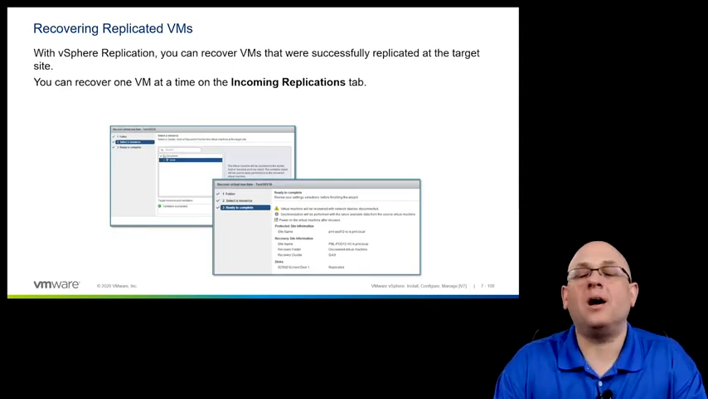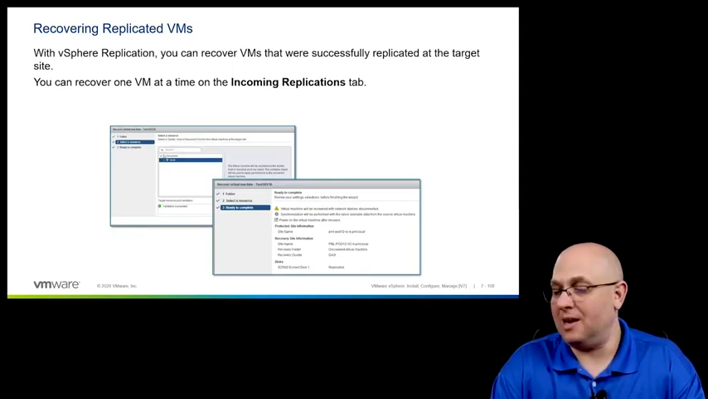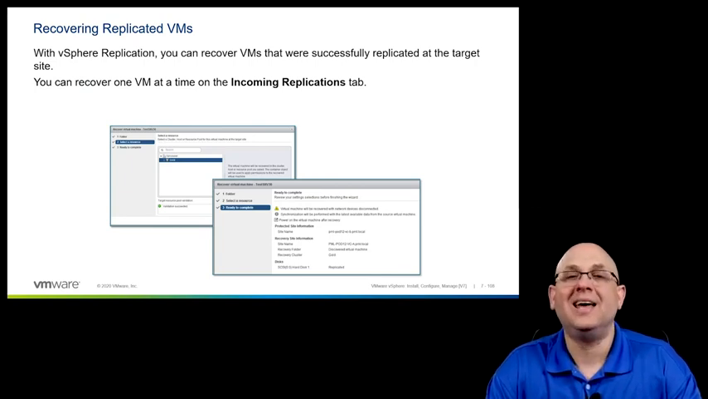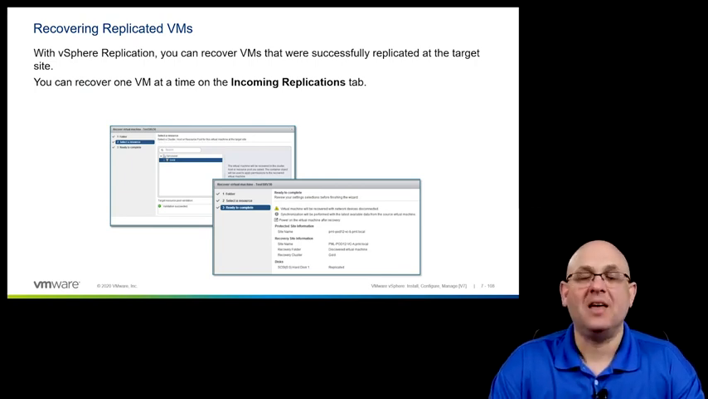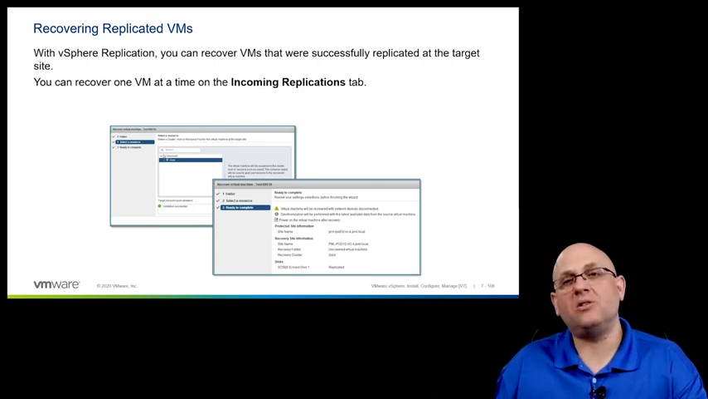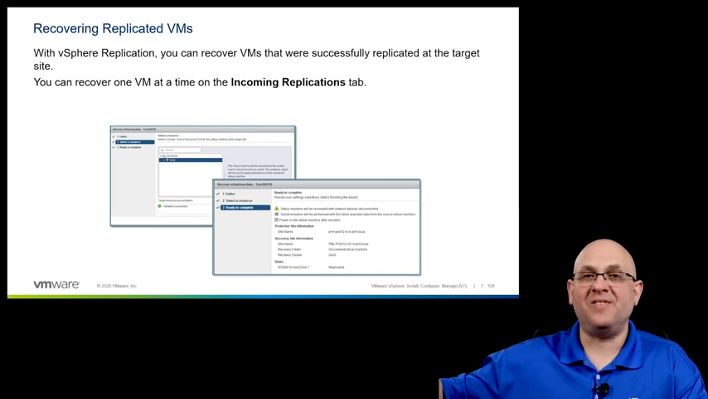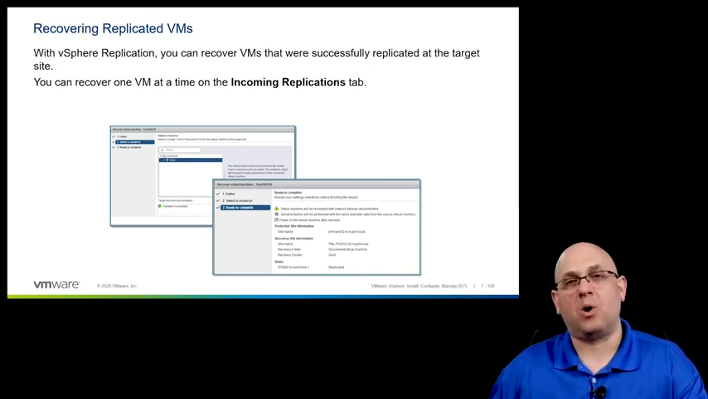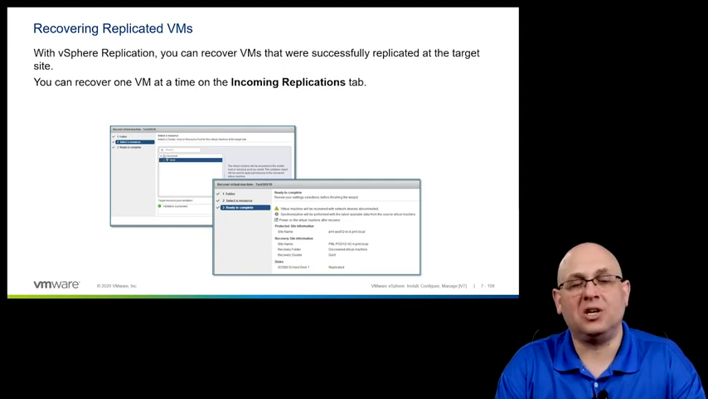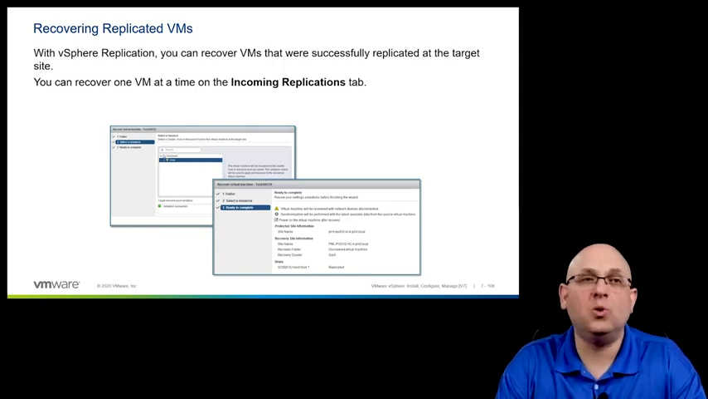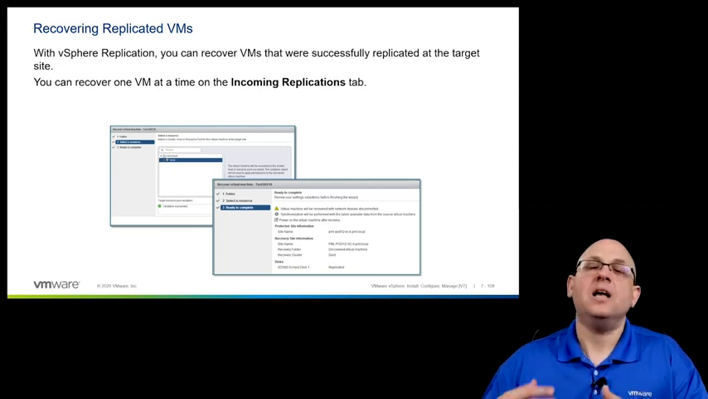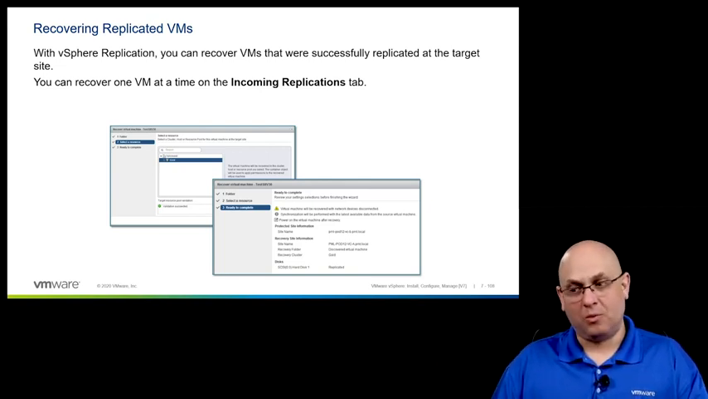Then when it comes to recovering replicated virtual machines, I simply right-click on a virtual machine and say recover. What that will do is it will register the virtual machine with the remote vCenter server and allow me to power it on at the remote site. Now, vSphere replication, as you can see here, is quite a manual process. I select the virtual machines, I select the remote site. The recovery is also a manual process.